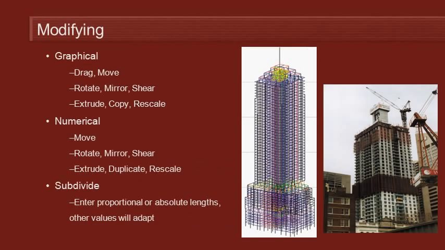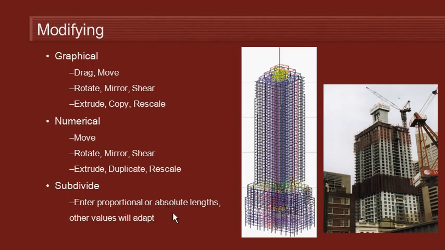So let's start out by looking at some of the modification techniques using graphical commands. We have graphical commands in Multiframe to drag or move the structure, commands to rotate, mirror and shear the model that we've created, and also commands to extrude columns from a floor plan or extrude beams from a frame, as well as commands to copy and rescale the structure we've created. We'll see in the next video commands for similar functions but using numerical rather than graphical techniques.